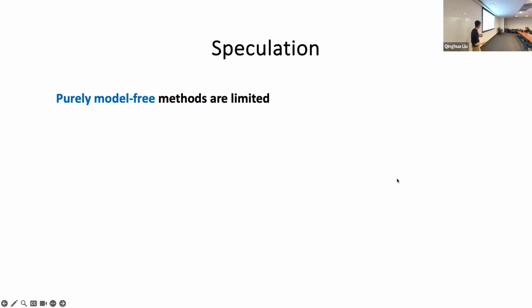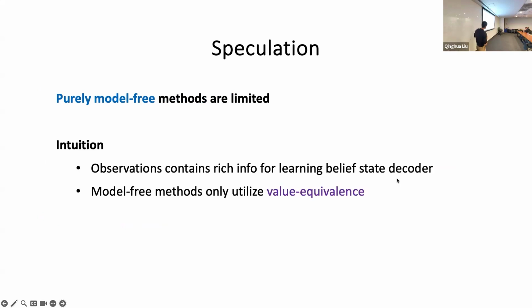Also, I would like to make some speculation about the limitation of purely model-free methods for partially observable tasks. My intuition is like this. In fully observable reinforcement learning, essentially we're trying to learn a policy or value function which tells you, at the current state, what action you should take and how much reward you can get. And in partially observable reinforcement learning, we have one more step, that is learning some decoder function, either explicitly or implicitly.